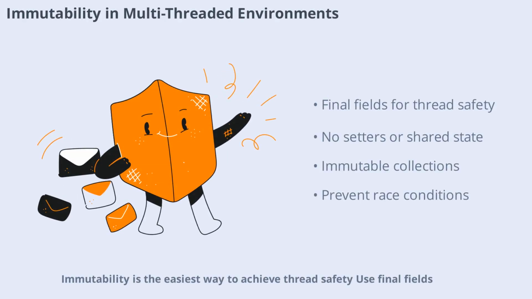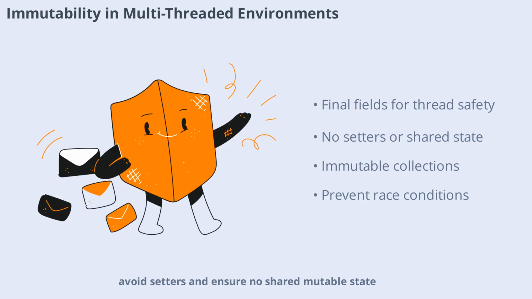Immutability is the easiest way to achieve thread safety. Use final fields, avoid setters, and ensure no shared mutable state. Immutable collections further enhance safety. By designing your classes to be immutable, you prevent race conditions and make your code easier to maintain in multi-threaded environments.